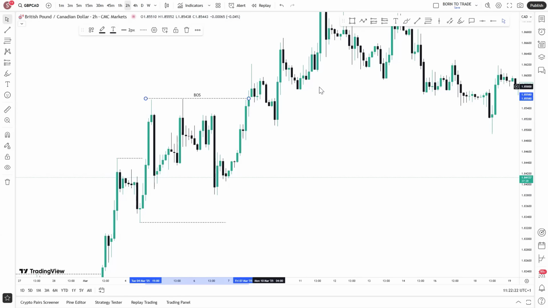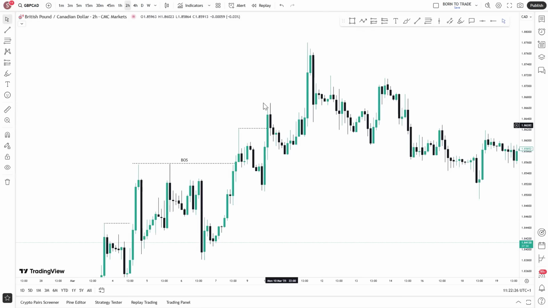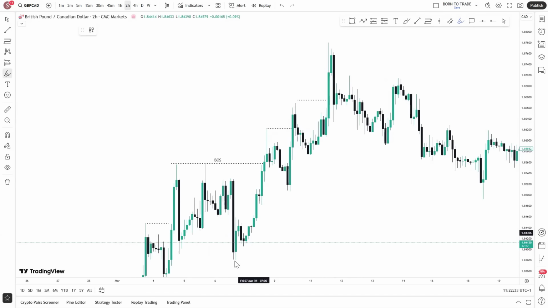Now, after that, we had another pullback again, which confirms that we are in an uptrend. Over here, another pullback, which confirms that price is in an uptrend. So let's read it. You see, this particular low right here formed this high. This was the pullback, formed this low, formed this high. This was the low, and price moved higher to form another higher high.